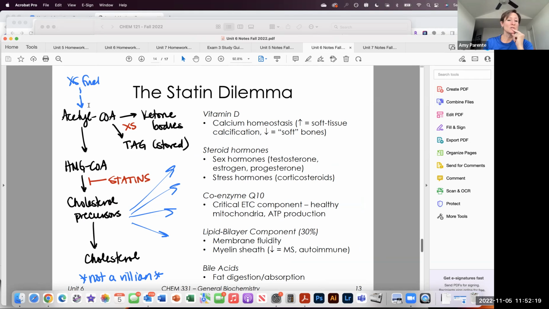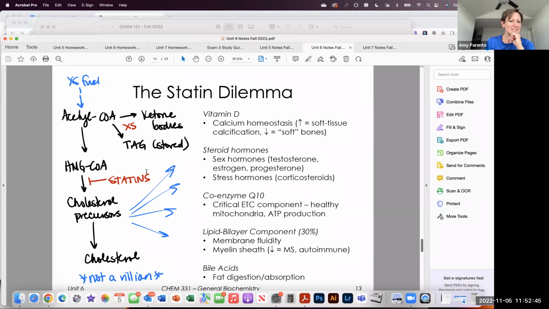There's lots of things that you can do with it. If it's truly excess, you're going to assimilate it into fatty acids and then triglycerides for storage. But if you actually have ketone bodies that need to be produced, they're produced from acetyl-CoA. But acetyl-CoA is also used to make this precursor called HMG-CoA. I do want you to know that name, HMG-CoA.